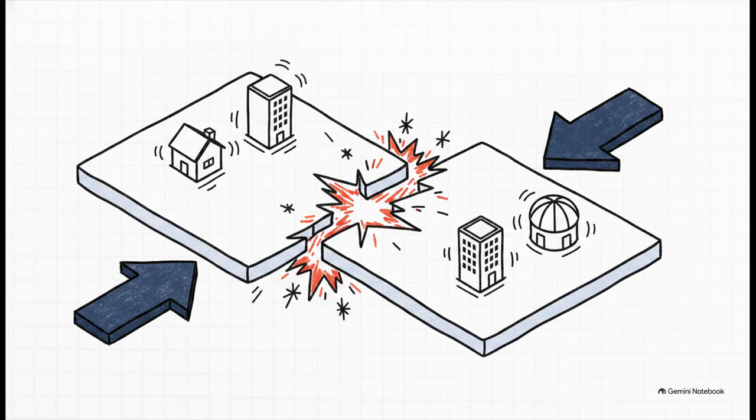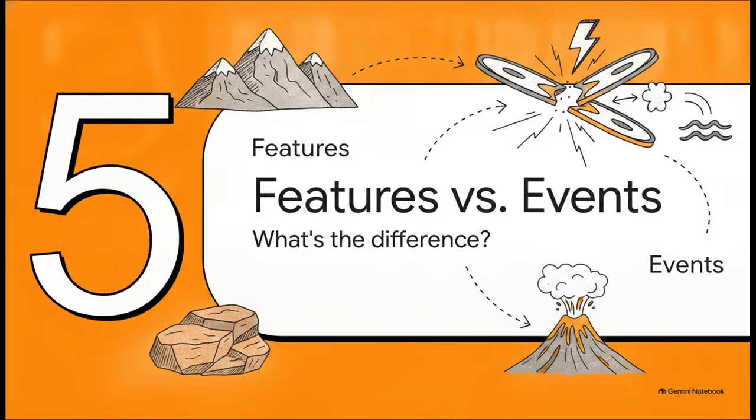The San Andreas Fault in California is a textbook example of a transform boundary. The plates slide, the tension breaks, and the earth shakes, and notably, without any volcanoes popping up. Let's clear up a really common misconception in Part 5, Features versus Events Explained.